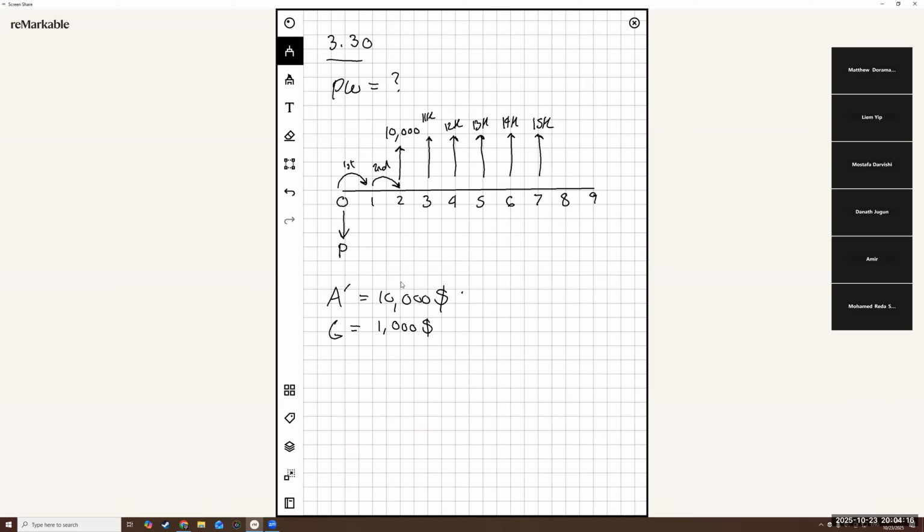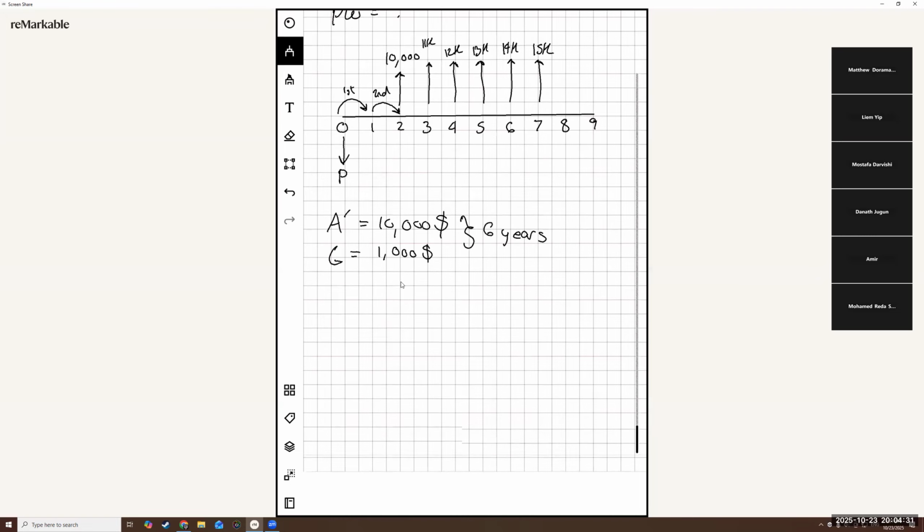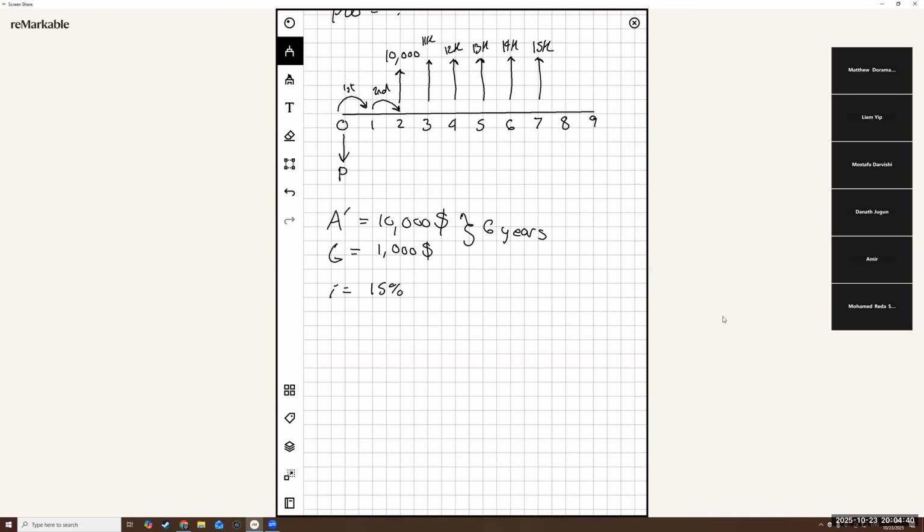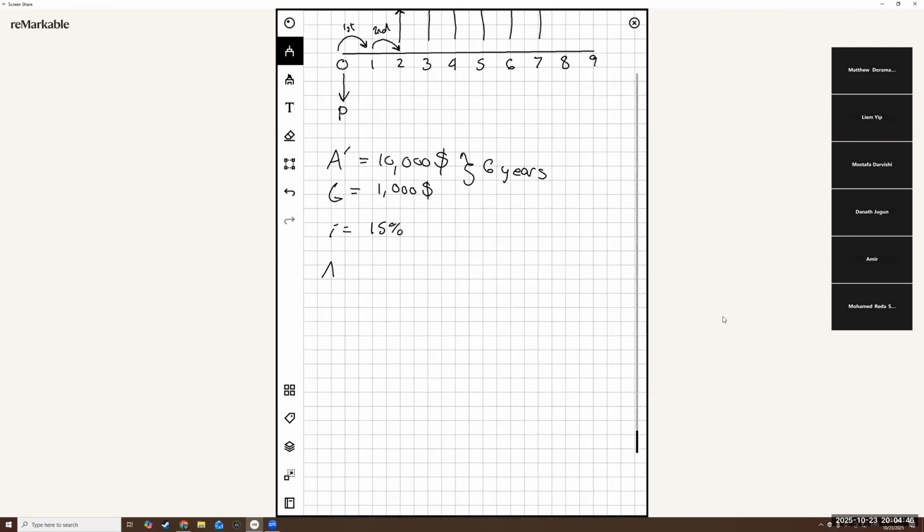Okay. How long does this go on for? Well, it's 1, 2, 3, 4, 5, 6 times, right? For 6 years. Okay. What's our interest rate? The question gave it to us. 15% interest. Okay. Let's start by doing what we know, which is to find the equivalent A value, which will again be A prime plus G, converting G into A at 15% interest for 6 installments.